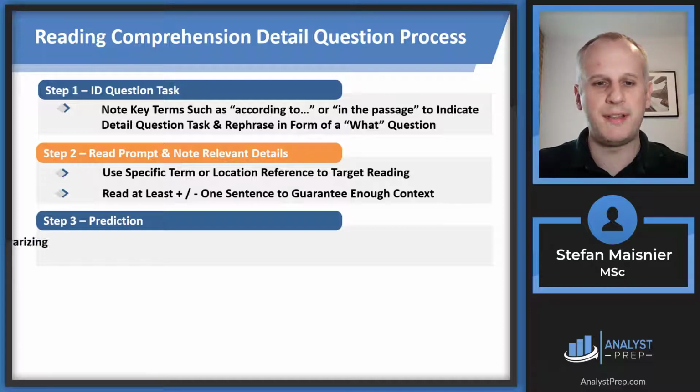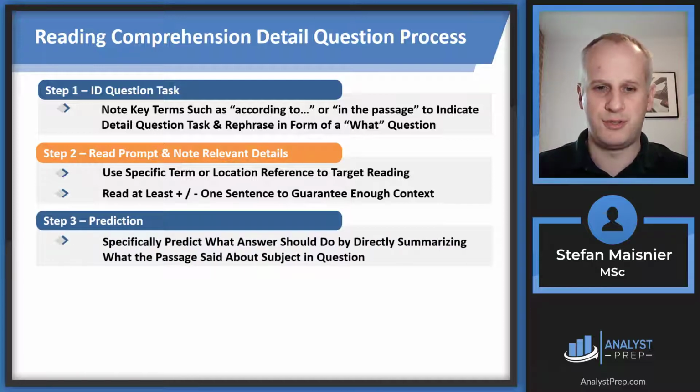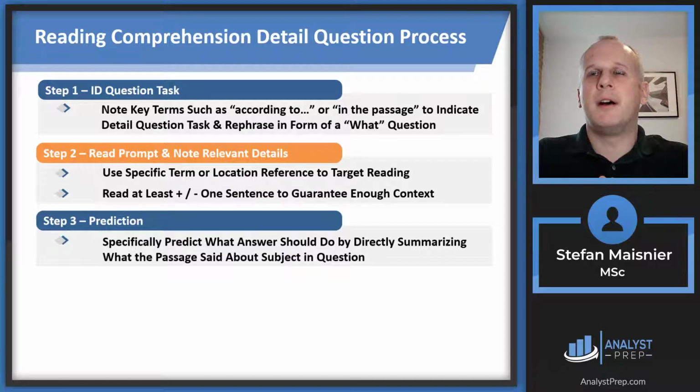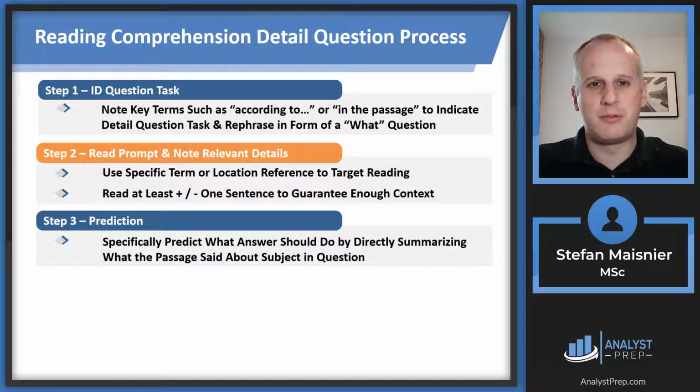Then you'll want to broadly predict what the answer should do by summarizing what the passage said as specifically as you can. So it's going to be a kind of balance. You don't want to get into writing out every little detail, but in your mind you want to pretty directly note what they're talking about and how they are addressing whatever the question is. So why they introduce, or what they are talking about specifically about the term that is in question.